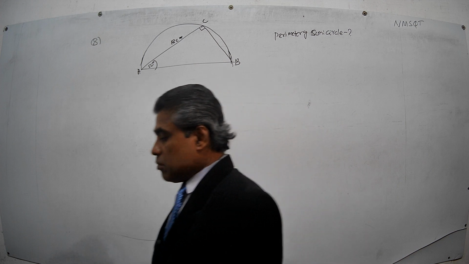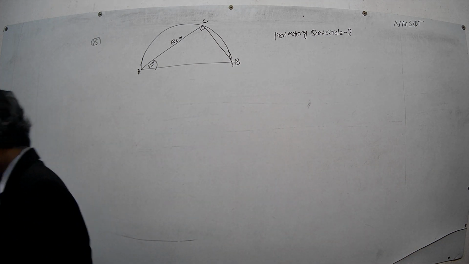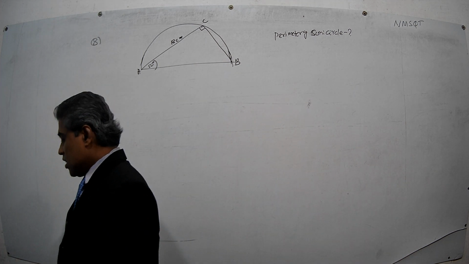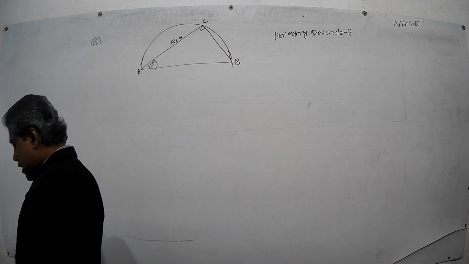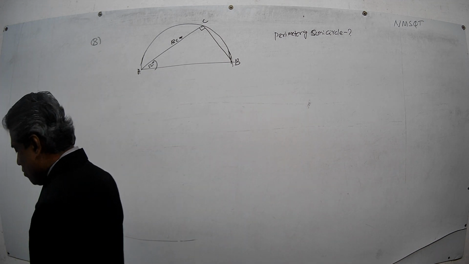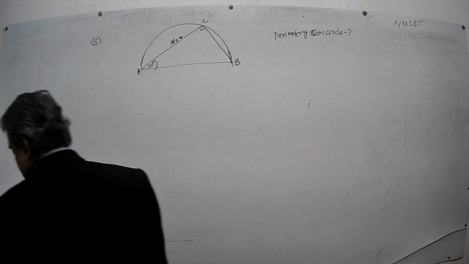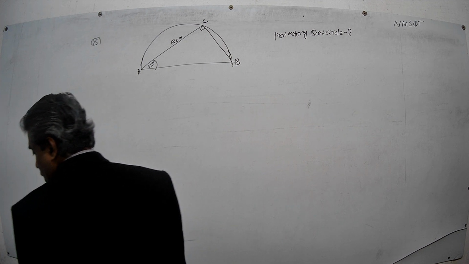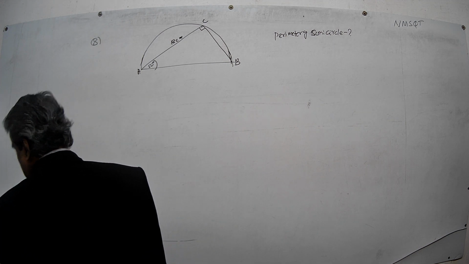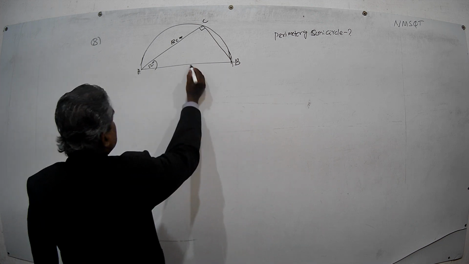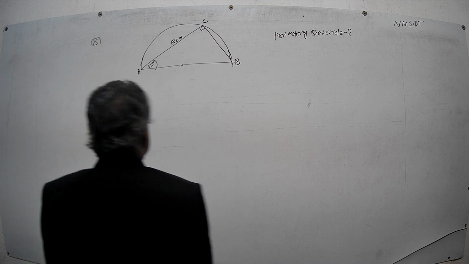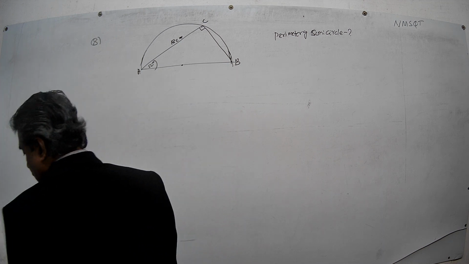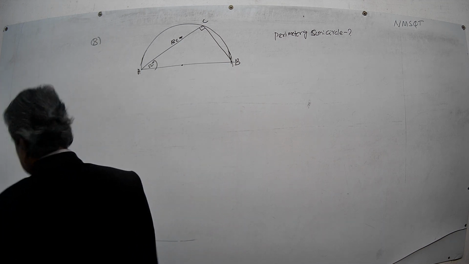Now there is a semicircle given. Question 8 says the diagram shows the triangle ABC inside the semicircle. Then this is the diagram. Then they say find the perimeter of the semicircle. Now they say AB is the diameter. Then we want to find the perimeter of the semicircle.